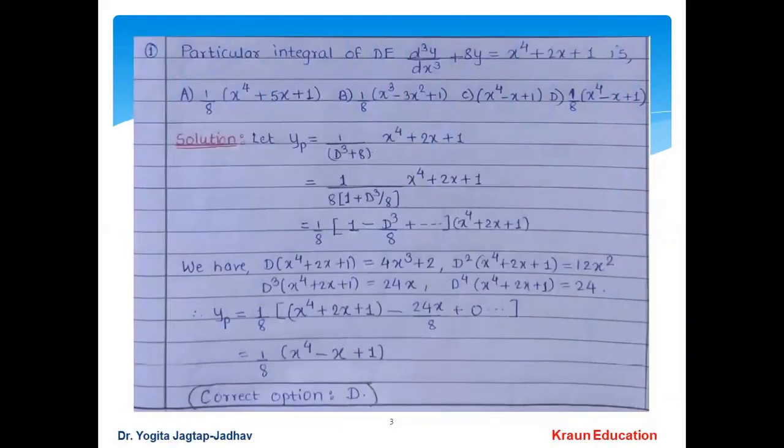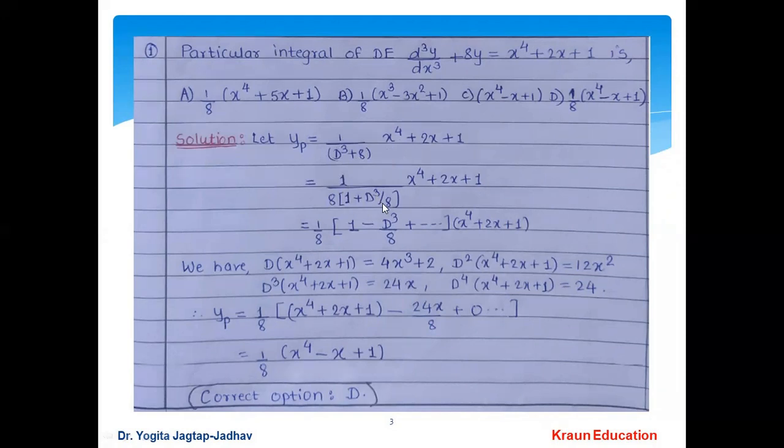To find the particular integral of the differential equation d cube y upon dx cube plus 8y equals x raised to 4 plus 2x plus 1, these 4 options are provided. By definition of the particular integral, we have 1 upon D cube plus 8 operating on x raised to 4 plus 2x plus 1. As it is a polynomial in x, we have to take the lowest degree term common from the denominator. Here the lowest degree term or constant term, that is 8, is present.